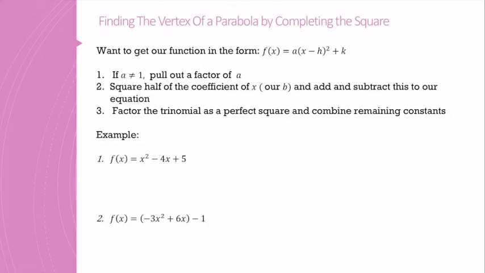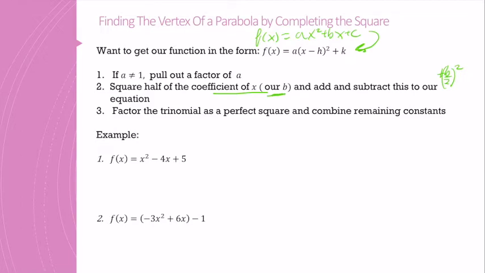Another way we can find our vertex is by taking our function from f of x equals ax squared plus bx plus c form and transferring it into vertex form. And there are 3 steps we're going to do this. So 1, if a doesn't equal 0, we need to pull out a factor of a, right? Then what we're going to do is add b over 2 squared to both sides. That's what it says: square half of our coefficient of b, and add and subtract this to our equation.